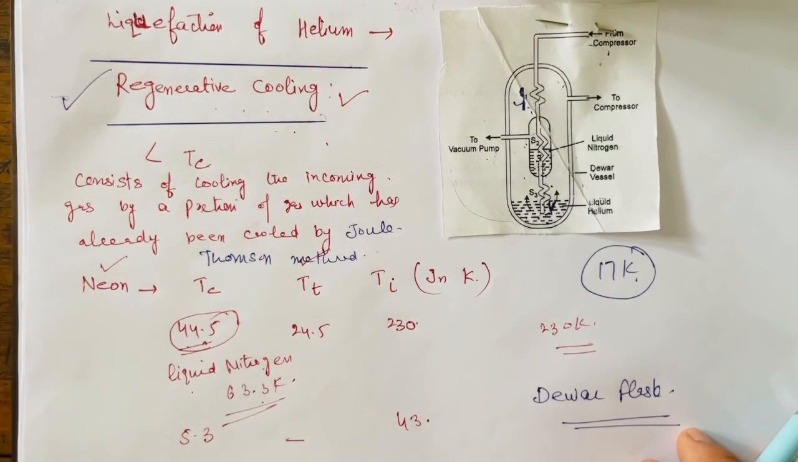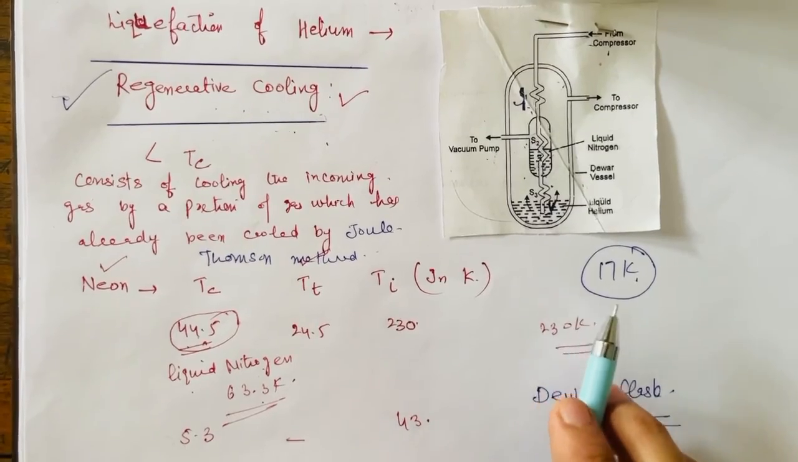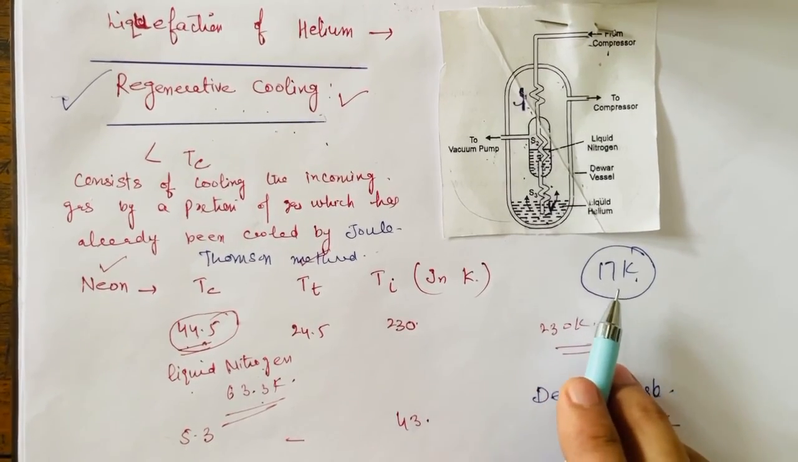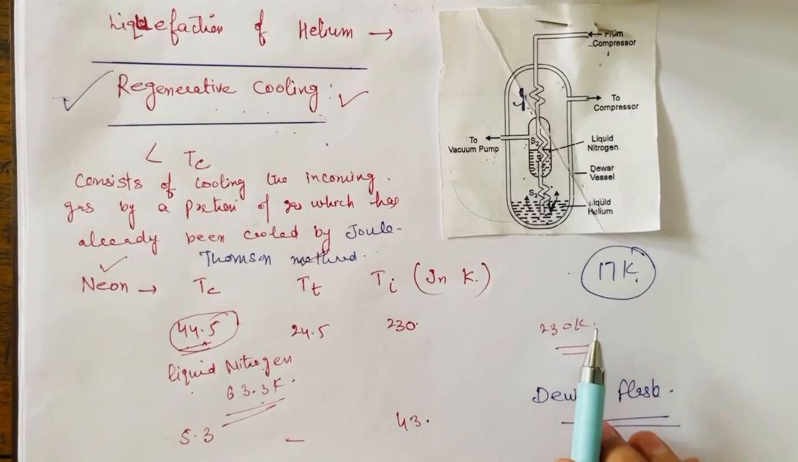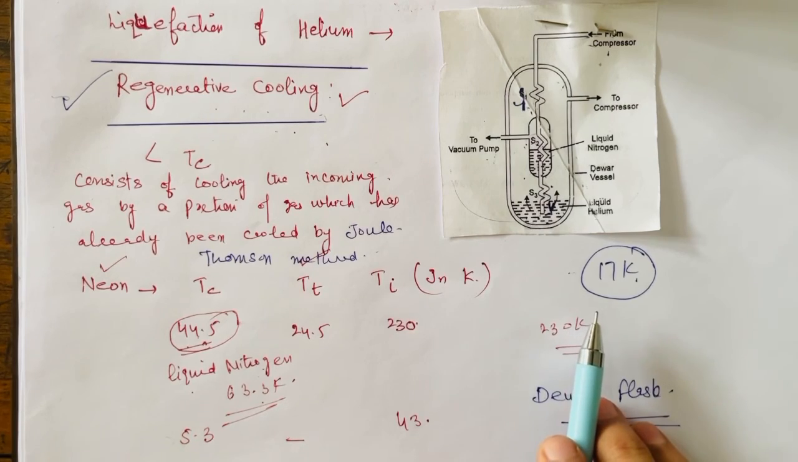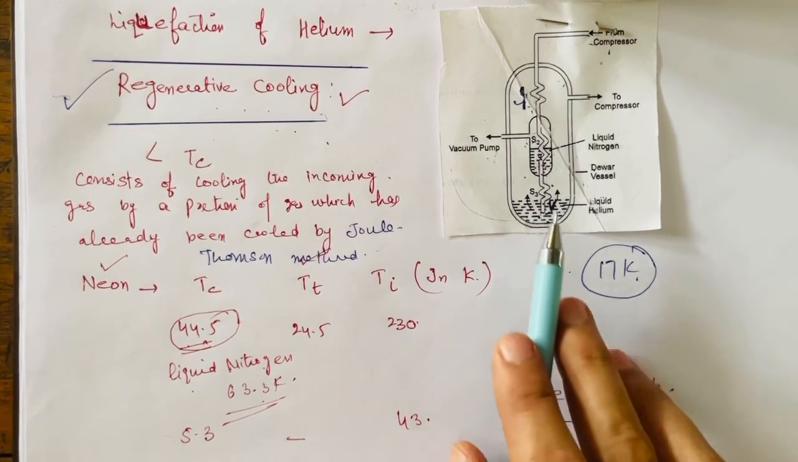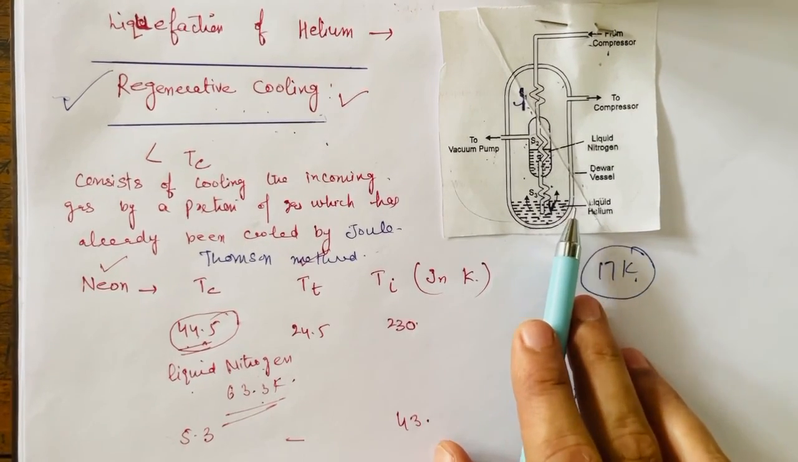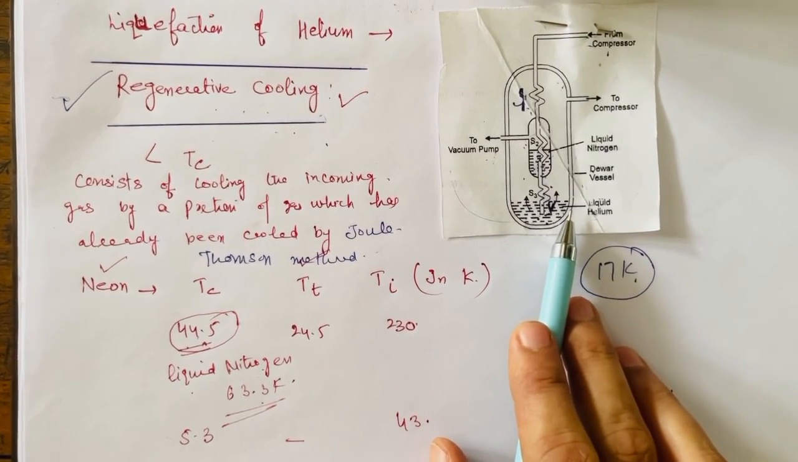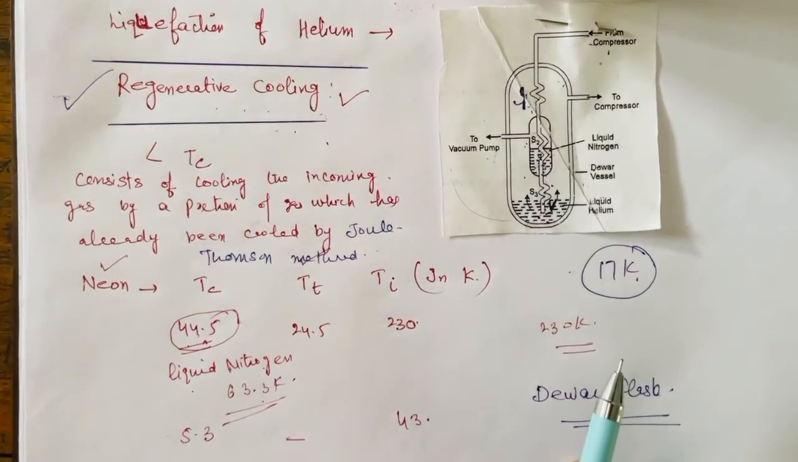In this way the helium gas is liquefied. This provides the best possible method to cool helium. And the Dewar vessel, like our ordinary thermos flask, provides the best insulation against heat entering from outside and thus minimizes the evaporation of liquid helium. So this is all about the liquefaction of helium.